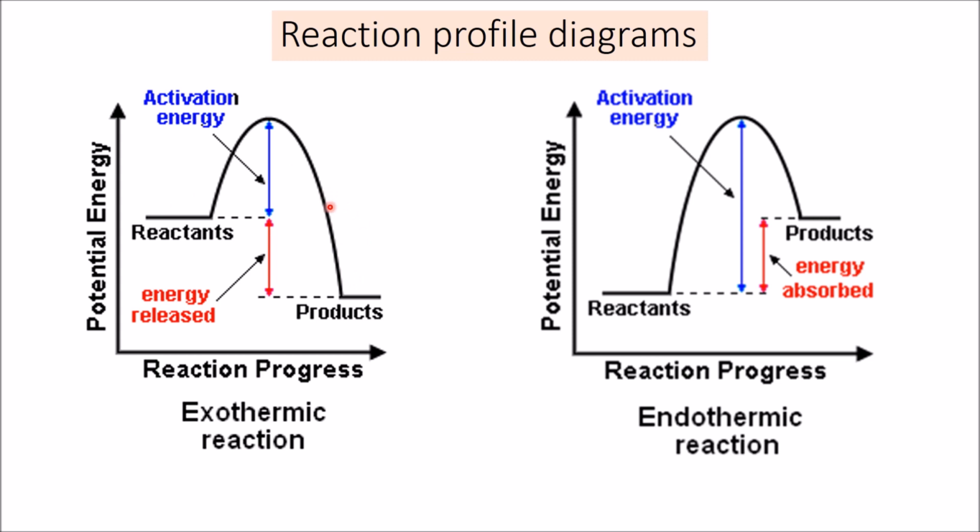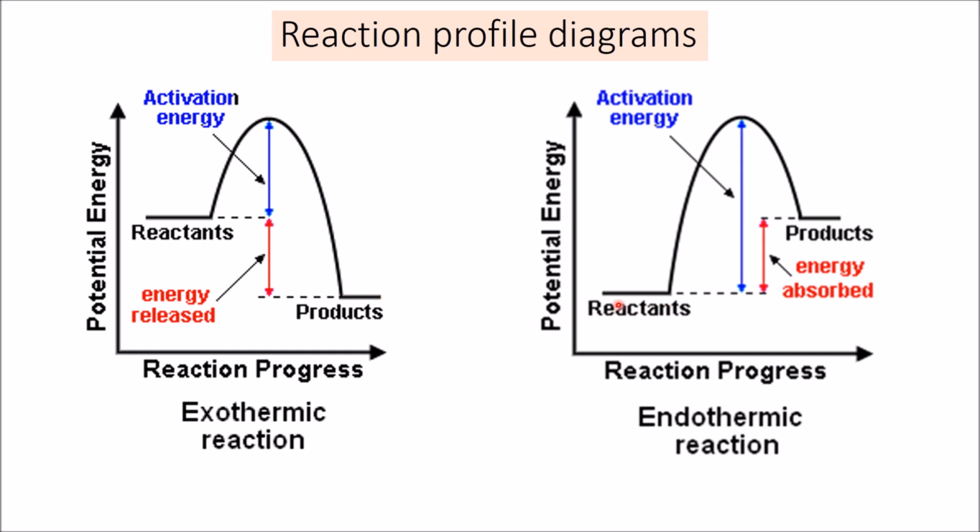These letters A, B, C, D, by the way, are just used instead of exact chemicals, to make it a bit easier. So A plus B, then activation energy, and then it will release energy because it's an exothermic reaction, and its products, C plus D, will have less energy.